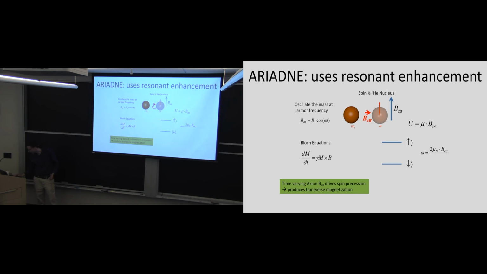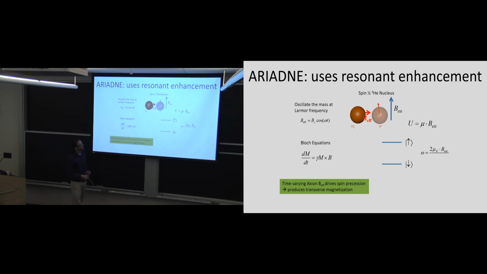And when I do that, I'm basically modulating the strength of that fictitious magnetic field. And this field is basically transverse to the applied external field. And so this is basically using NMR, where I'm driving spin precession in the helium nucleus by modulating the fictitious field from the axion potential. And so I'm doing this on resonance.